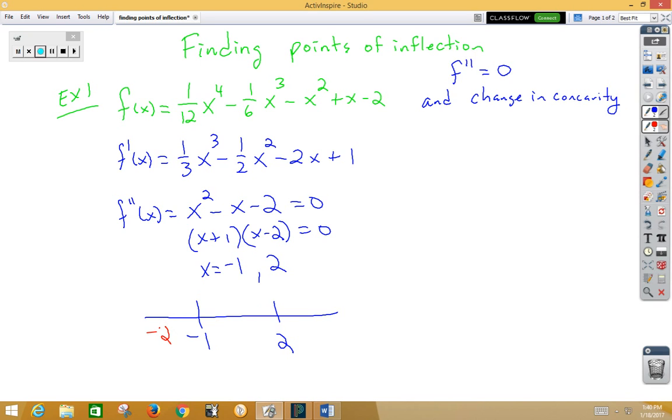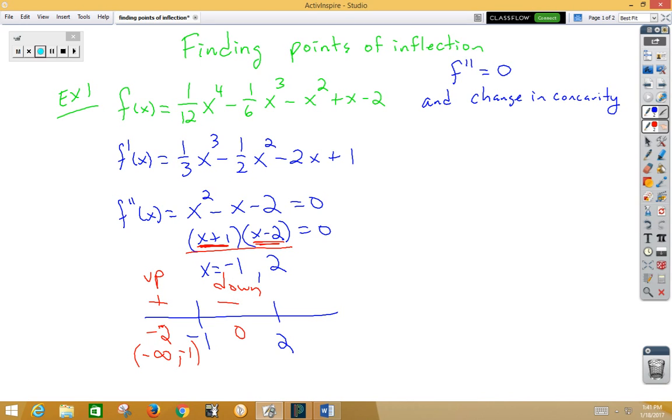If I do a sign chart to figure out changes in concavity, to the left of -1 is -2. If we plug that into our second derivative for the x values, we would get a negative times a negative, which is a positive, so it's concave up over the interval from -infinity to -1. If we choose something between -1 and 2, let's say 0, we would get a positive times a negative, which would be a negative, concave down.